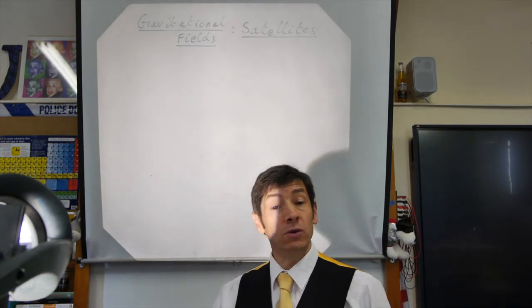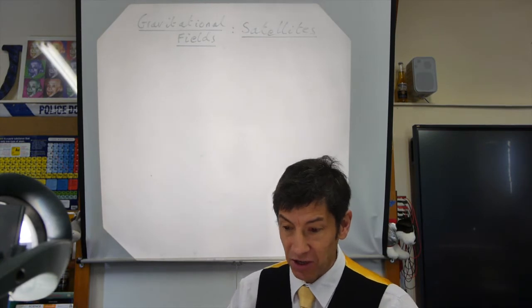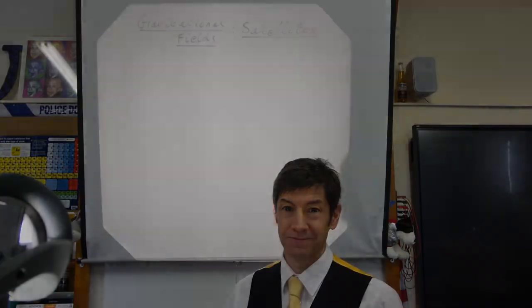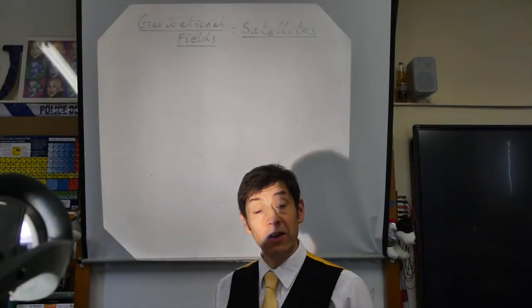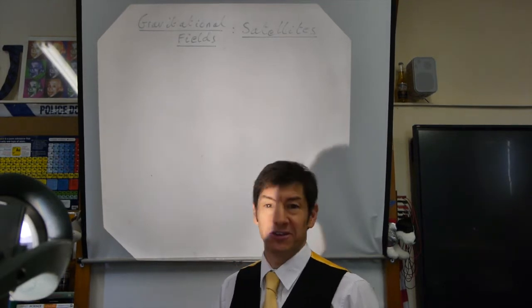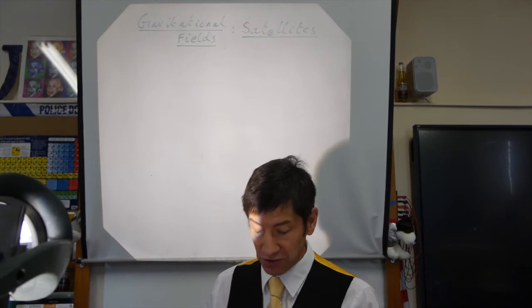So we're going to continue our study of gravitational fields, and what we're going to look at today is satellites and the sort of maths and physics behind those. So firstly, let's look at what a satellite is. And it might surprise you that the term satellite just means something orbiting something else.